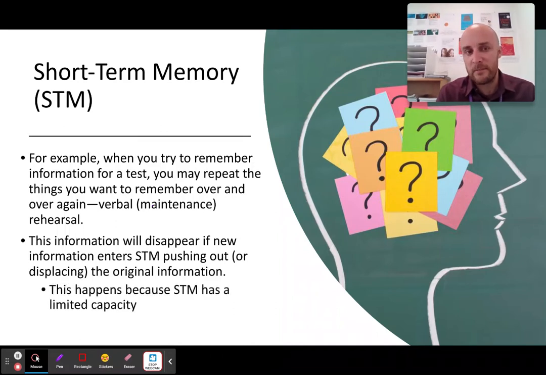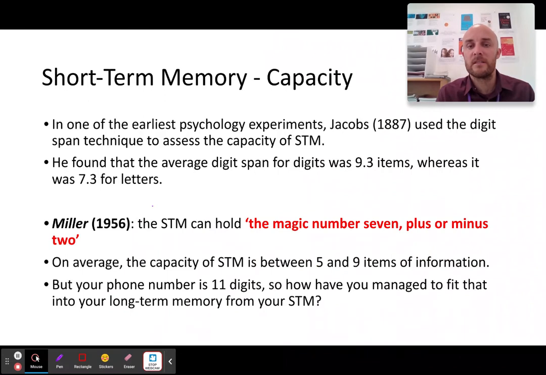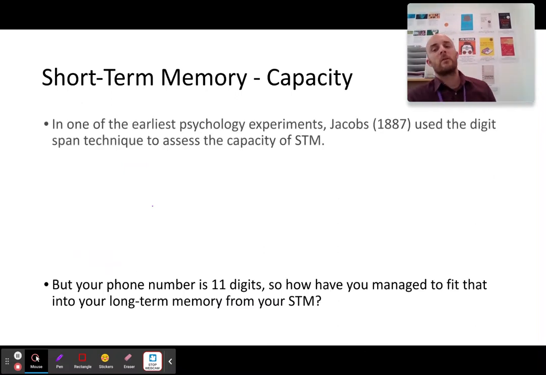Basically, short-term memory has a limited capacity, right? In terms of capacity, again, you need to know research. What I've got here, by the way, is research for capacity, but I've also got research for duration as well. So I'm going to go through the capacity, and you're looking at Jacobs.